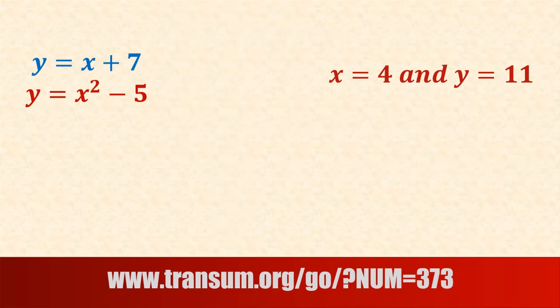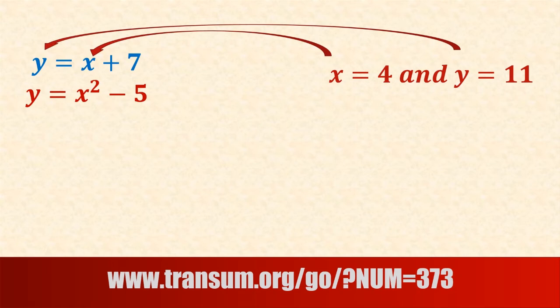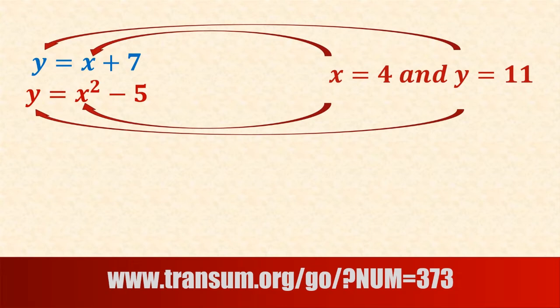Now what we could do is just check that our solution is correct. If we substitute the x and the y values into the first equation, it should balance. Let's see, if x is 4 and y is 11, 11 equals 4 plus 7. Yes, that works. But let's check that those same two values work in the second equation. Substitute them in. y is 11, so 11 is equal to 4 squared minus 5. 4 squared is 16, minus 5 is 11. Yes, it works. The values of 4 and 11 work for both of those equations.